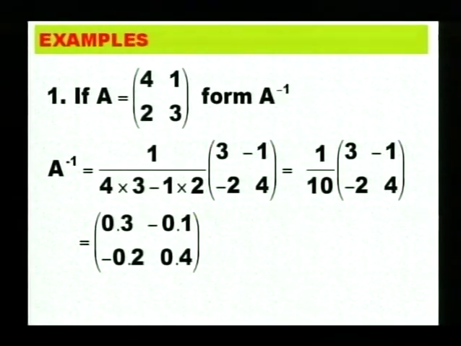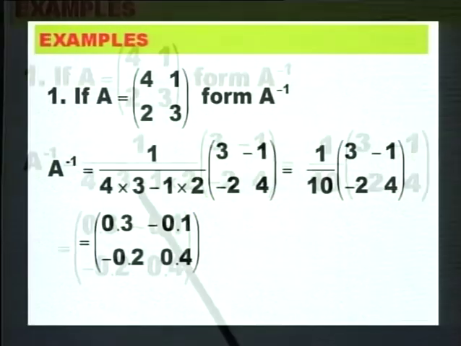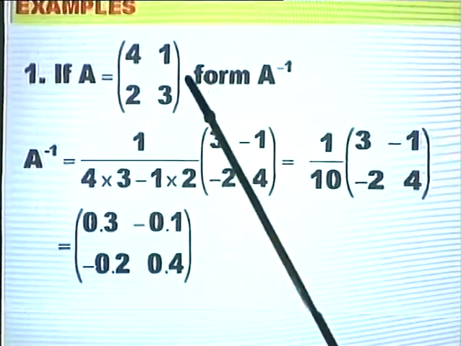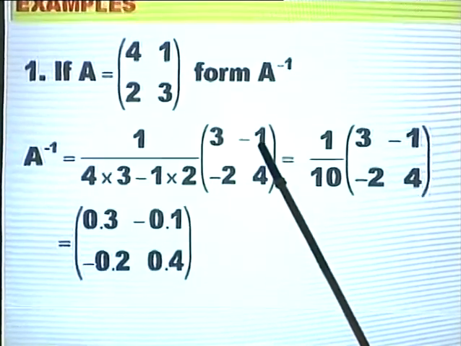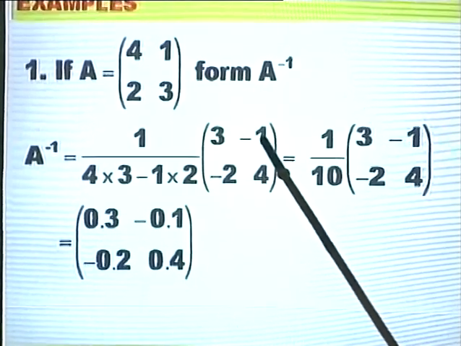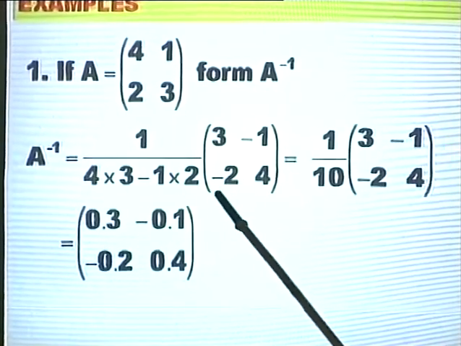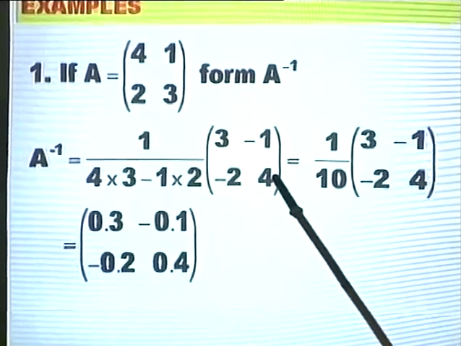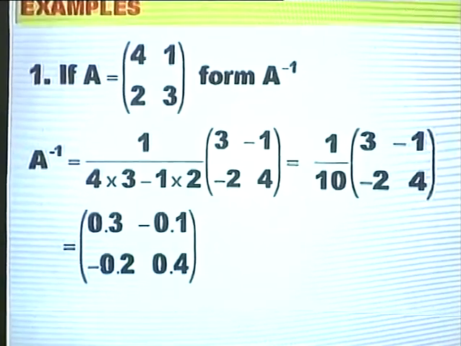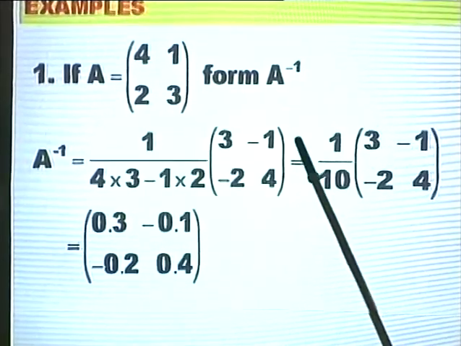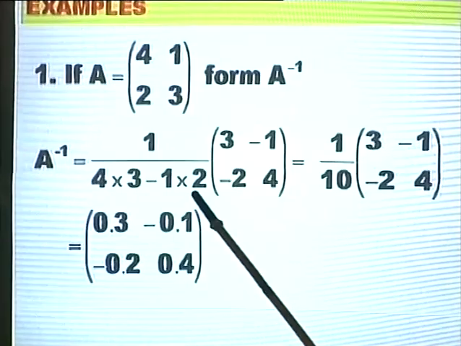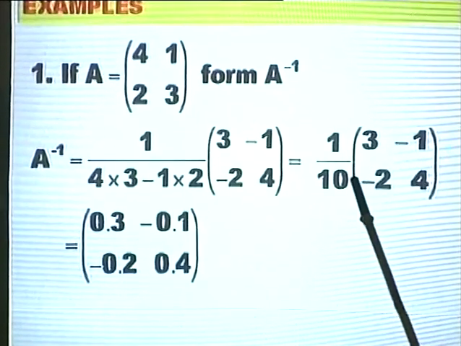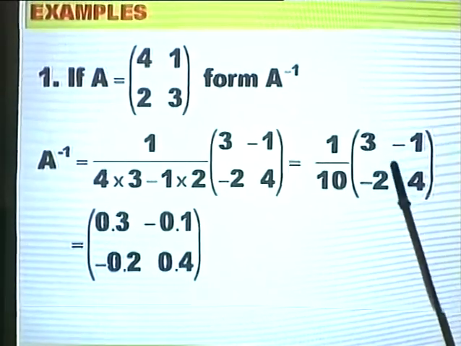I multiply 4 times 3, minus 1 times 2. This is now D, this is minus B, this is minus C, and this is A. 4 times 3 is 12, 12 minus 2 is 10. So I get 1 over 10, and I multiply by this.